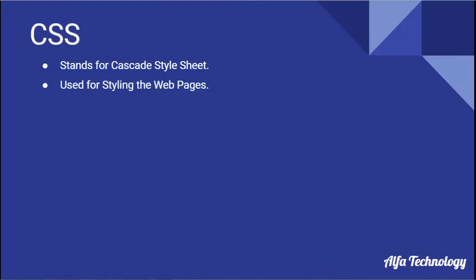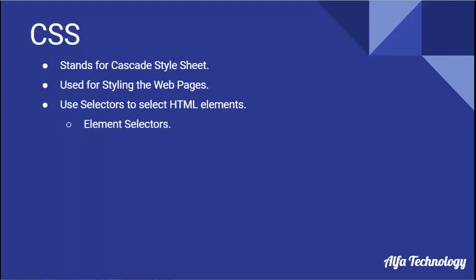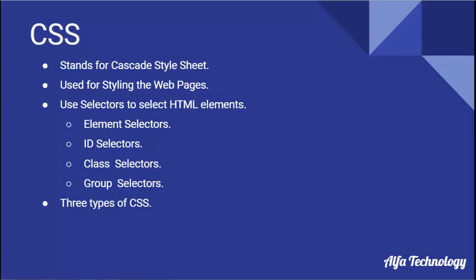Now let's move on to CSS. CSS stands for Cascade Style Sheet. CSS used for styling the web page. CSS use selectors to select HTML elements. So we have selectors like element selector, ID selector, class selectors, and group selectors. There are three types of CSS: inline CSS, internal CSS, and external CSS.